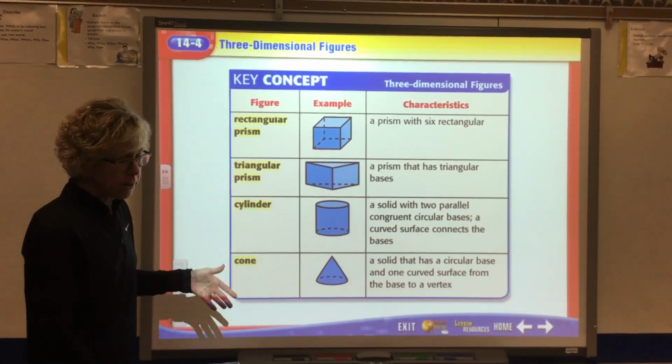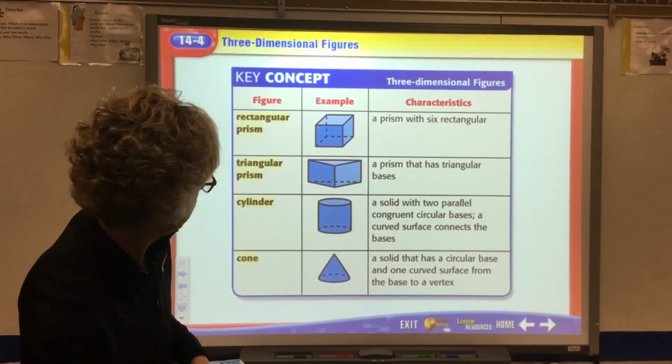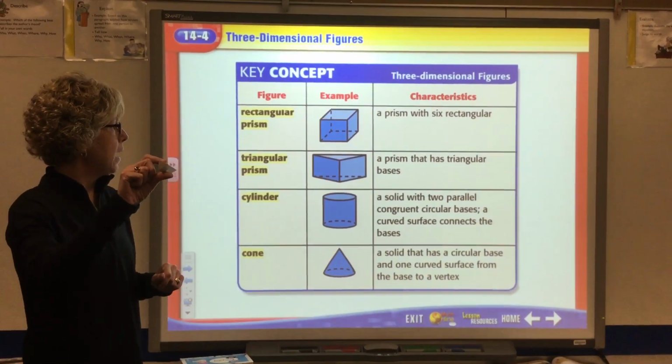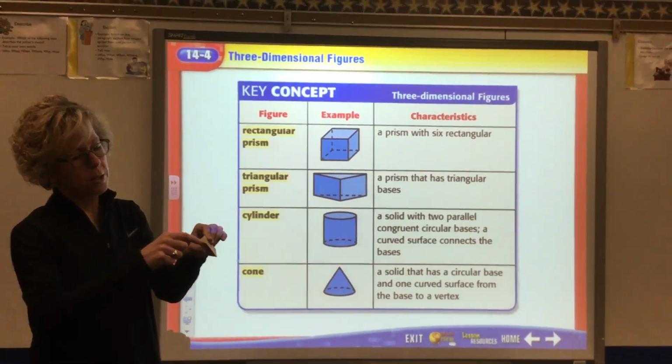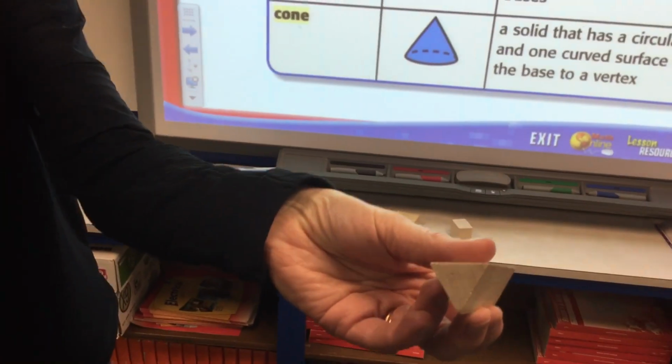A triangular prism. Do we have that? Is this it? I better make sure this is our triangular prism. Here we go. A prism that has triangular bases. Here you can see the triangle. Oh, we're getting a close-up view. All right. There it is, and this is a triangular prism.